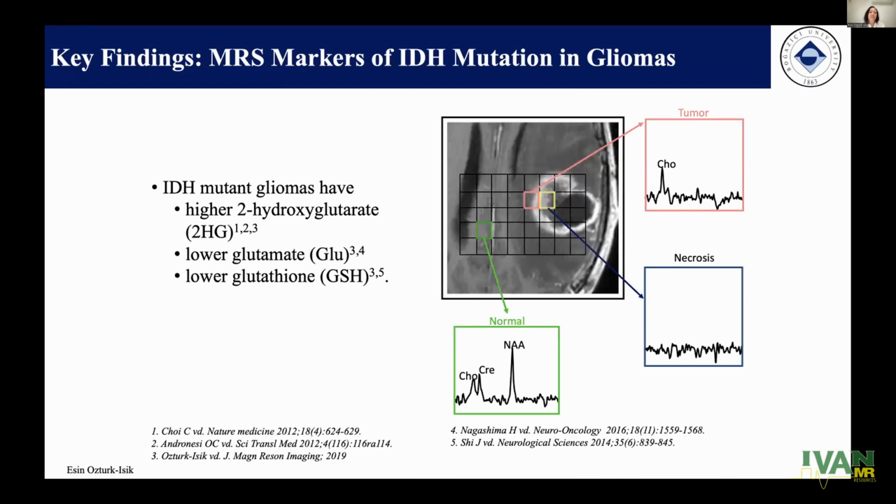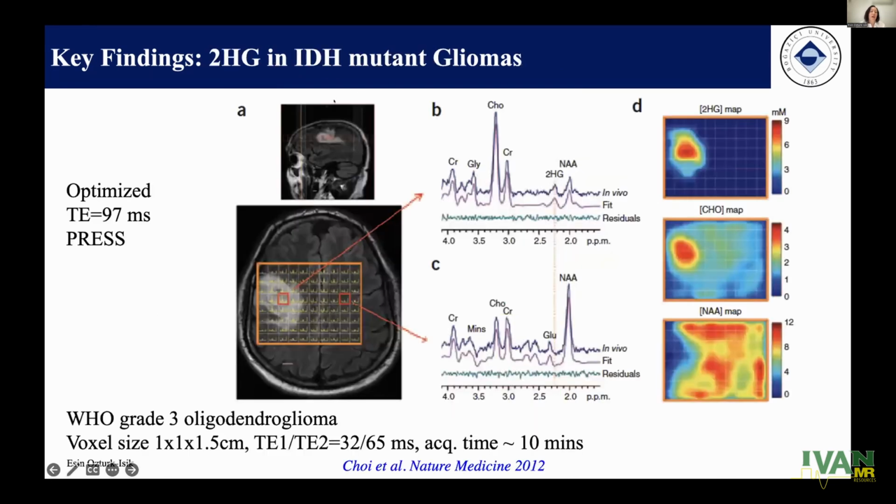There have been some key findings in terms of IDH mutation markers, and IDH mutant gliomas have higher 2-hydroxyglutarate, which is an oncometabolite. They have lower glutamate and lower glutathione. We could also create 2-hydroxyglutarate maps for the whole tumor region. Choi et al. released this study actually in 2012, and they developed this optimized PRESS sequence with a TE of 97 milliseconds. Within the tumor region, you can see 2-hydroxyglutarate. When you go to the normal part of the brain, there is no 2-hydroxyglutarate. So you can create 2-hydroxyglutarate maps, just like your choline maps and NAA maps, to indicate the tumor region.